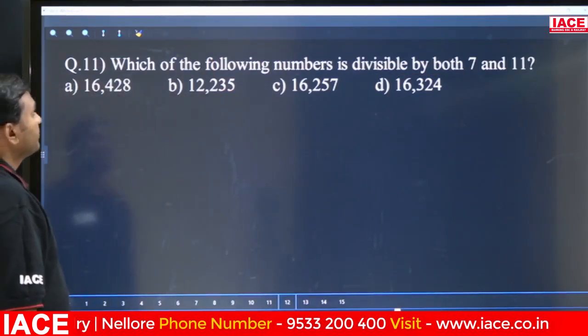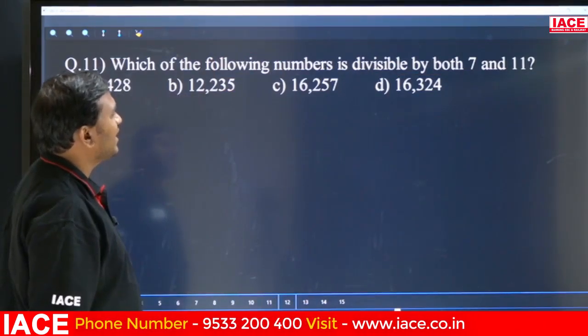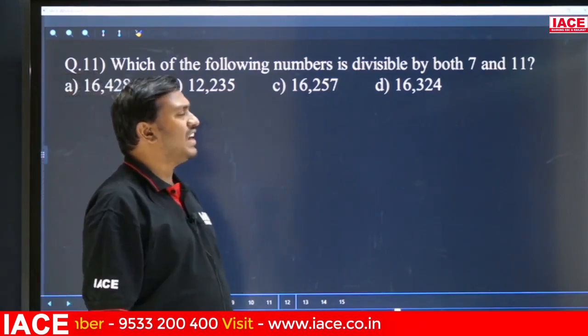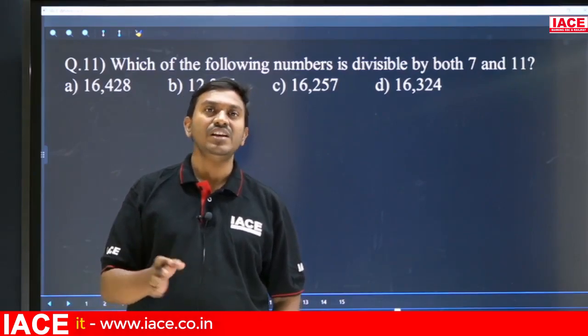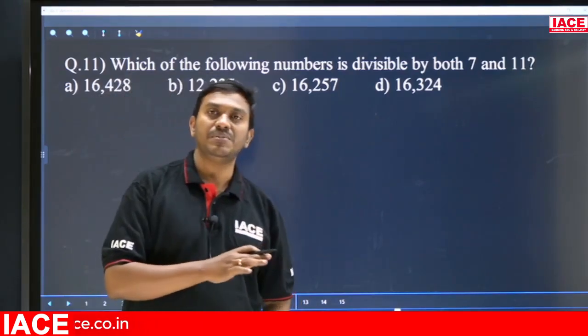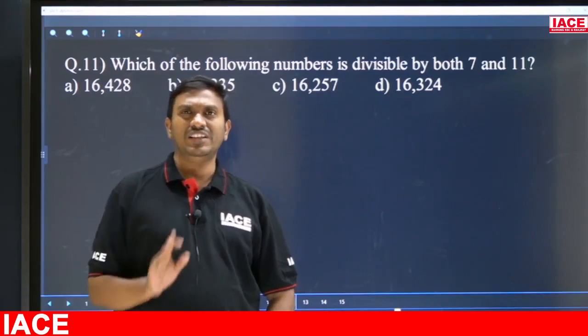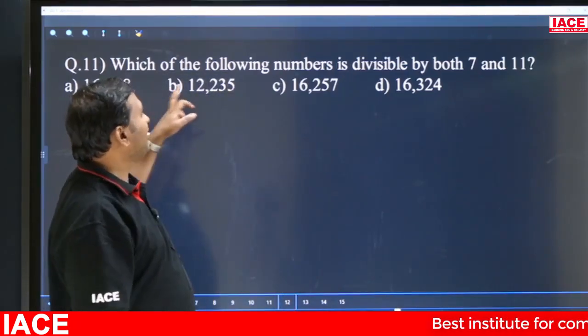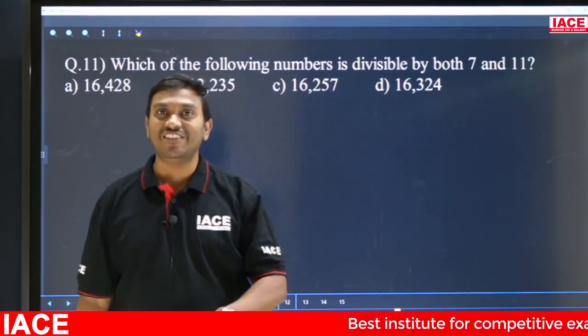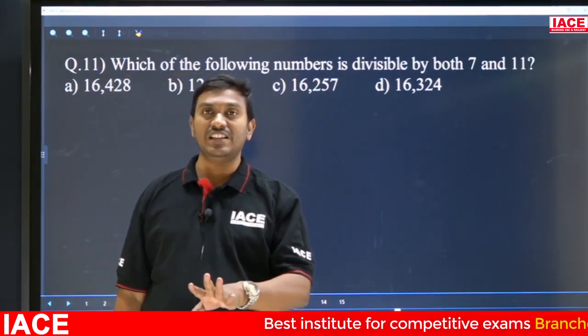Question number 11. Which of the following numbers is divisible by both 7 and 11? This is not a pure maths question. It's actually a number system question, so by mistake it came here. No problem, whatever it is, it's a simple number system question. Which of the following numbers are divisible by both 7 and 11?